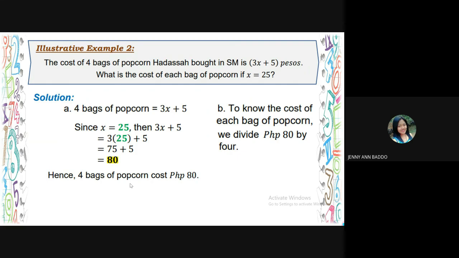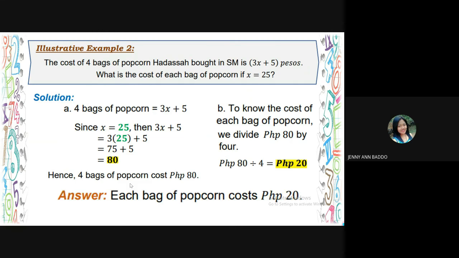Now, to know the cost of each bag of popcorn, we divide 80 pesos by 4 because that 80 pesos is good for the 4 bags. So that's 80 divided by 4, it's 20 pesos. Therefore, each bag of popcorn costs 20 pesos.